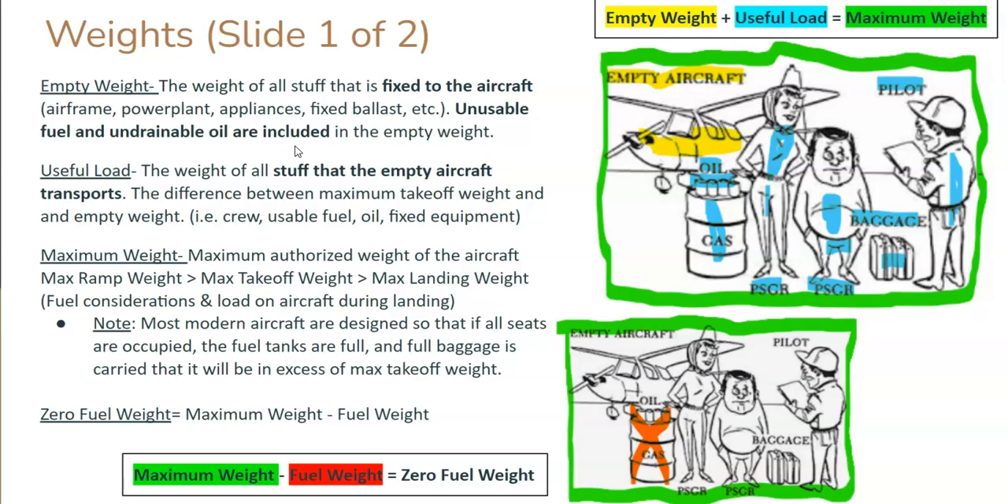So they do the best they can to drain the fuel and drain the oil, but if there's still stuff left in the tubes and in the system, they include that as part of the empty weight, just so you know.